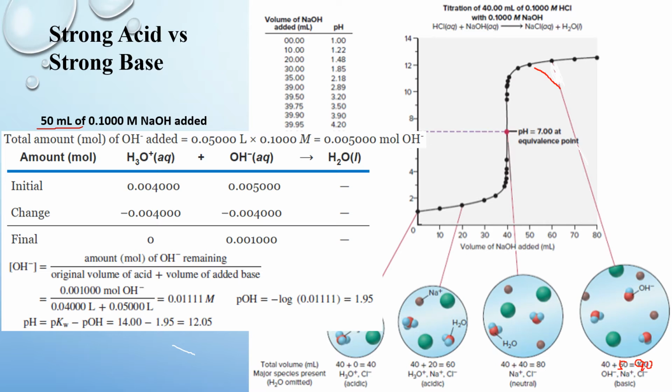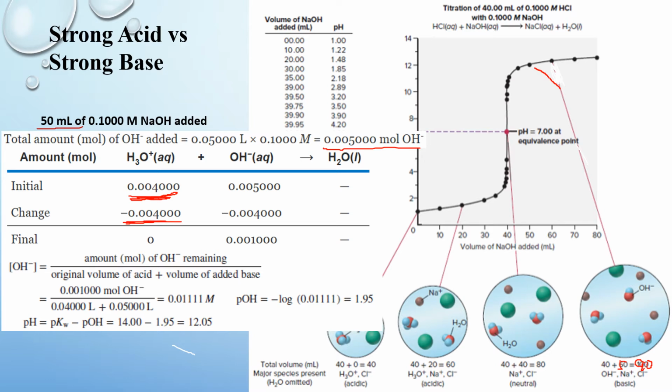So the total is 90. Now let's look at how we can calculate the pH when 50 milliliter of the base has been added. So when 50 milliliter of 0.1 molar of sodium hydroxide has been added, the total number of moles of the hydroxide will be 0.005. And then we know that we start with 0.004 moles of proton. So we know that all of the proton has been consumed.